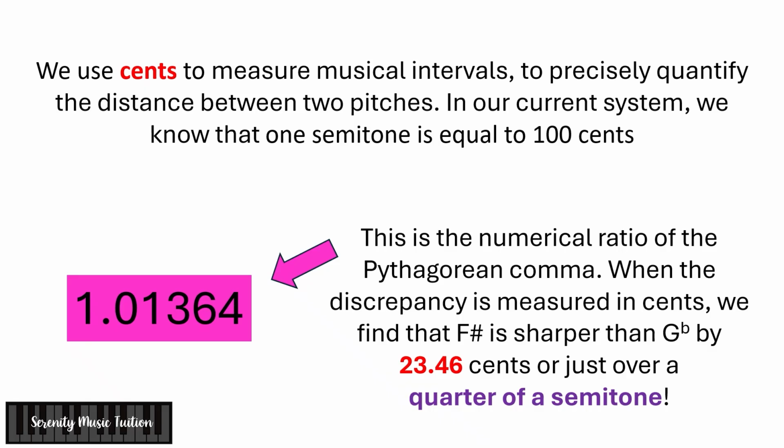Musical intervals are measured in cents to precisely quantify the distance between two pitches. In our current system, which is different to the Pythagorean system, 100 cents is the measurement of one semitone. When we work out the number of cents in the tiny interval produced when F sharp shoots past G flat, in other words, the measurement of the Pythagorean comma, the value is 23.46 cents, or the equivalent of what we now know to be just over a quarter of a semitone. This means the start of the circle and the end of the circle don't meet.